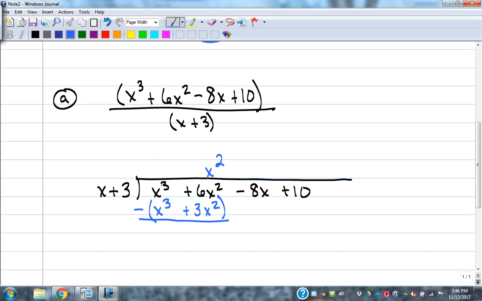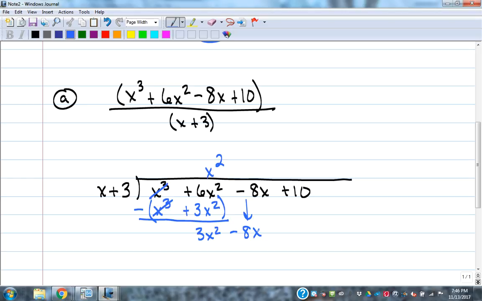Then what happens when you subtract x cubed minus x cubed? They get 0. They cancel out, right? Then we're going to say 6x squared minus 3x squared. It's 3x squared. Then we bring down the minus 8x, just like we brought down the 5 when we did the example with the number. Okay.